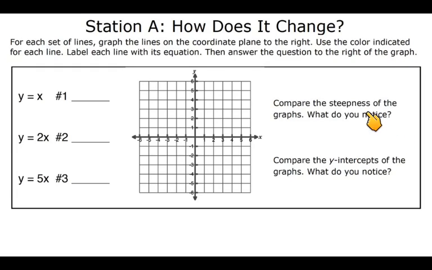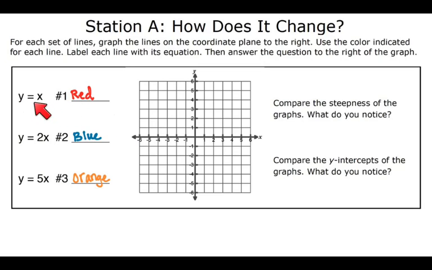So these two questions here you want to be able to answer after you have graphed these three lines on this coordinate plane. The colors that I am going to use for line 1 is going to be red, line 2 will be blue, and line 3 will be orange. You can use any colors or you can utilize those same colors. It doesn't really matter. But these are the colors that I'm going to use so that I can tell the difference between line 1, line 2, and line 3.